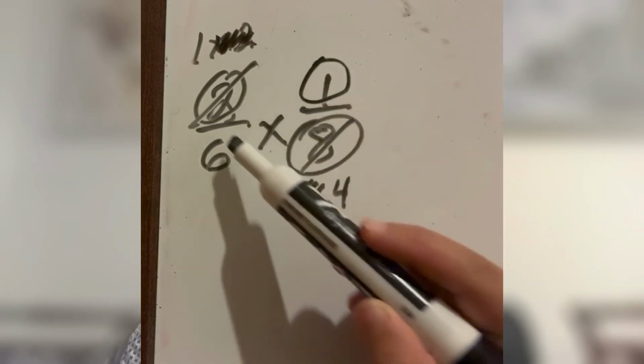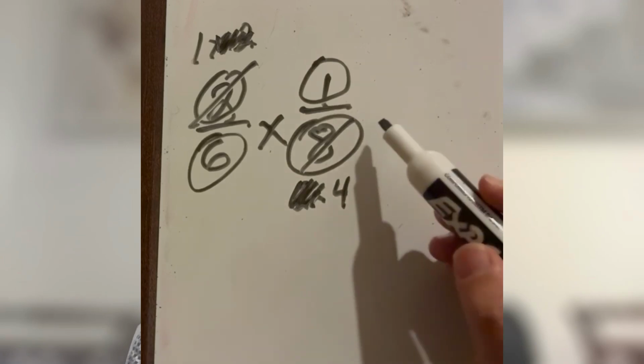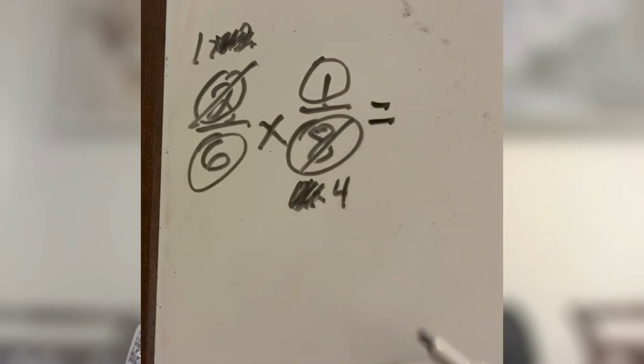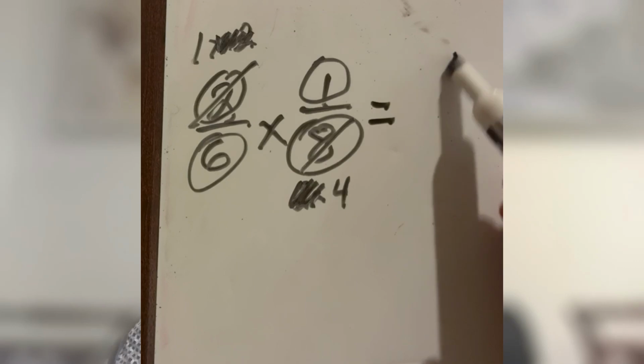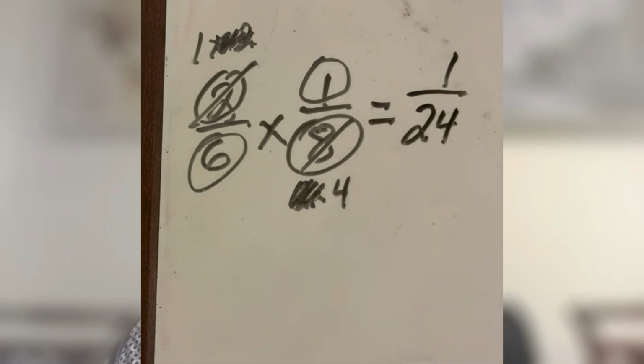Checking our next diagonal, we have 1 and 6. They only have a common factor of 1, so we can't pull anything out. Multiplying across, 1 times 1 is 1, and 6 times 4 is 24. So our answer will be 1/24. All right, here's another problem that we can work through.